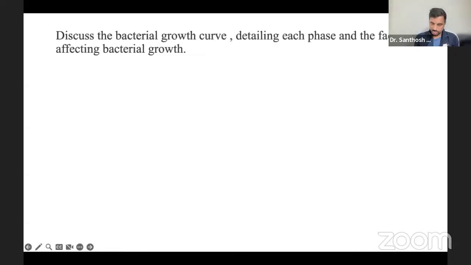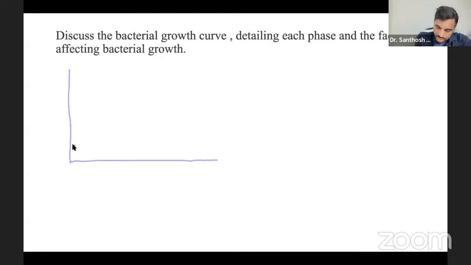Okay, that's all. Now bacterial growth, a very easy question. For a 10 mark question, you shouldn't make any mistake in this one. Whenever they say bacterial growth curve, the first thing you're going to do is draw the picture. First you have to draw the picture. How are you going to draw it? Draw like this. Your growth curve will start like this.